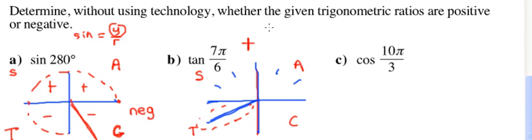If you use the ratios that say that tangent is y over x, in this quadrant, because we're below the axis, y is negative, and because we're left of the axis, x is also negative. Negative divided by negative gives us a positive result. Same thing the CAST rule said.